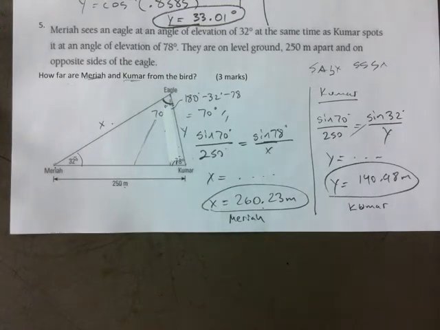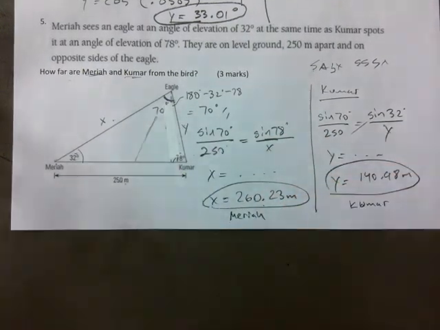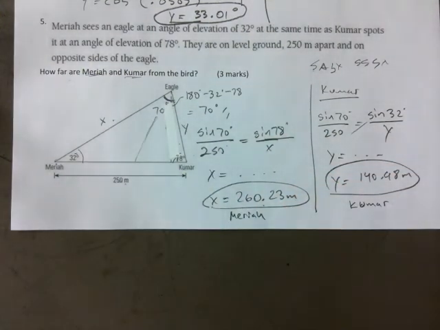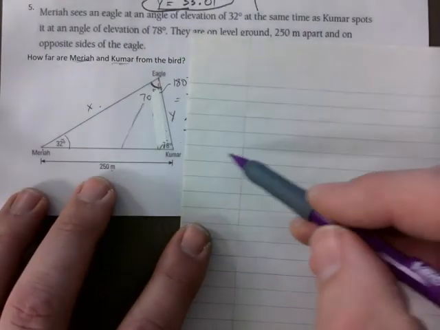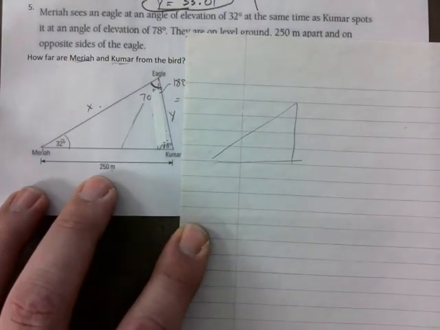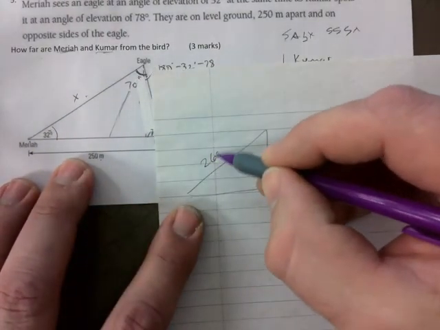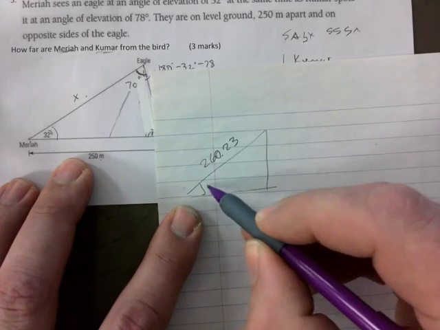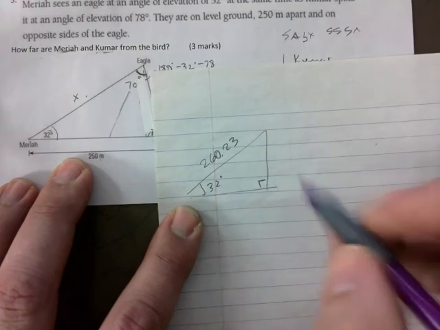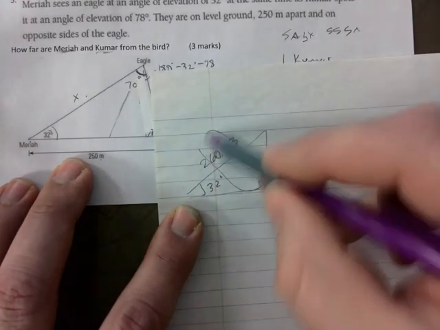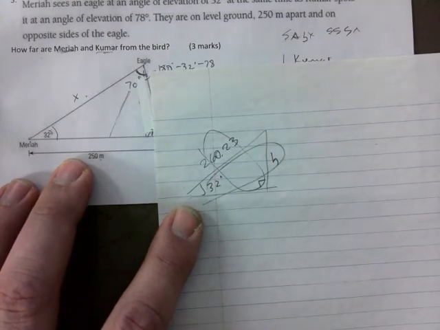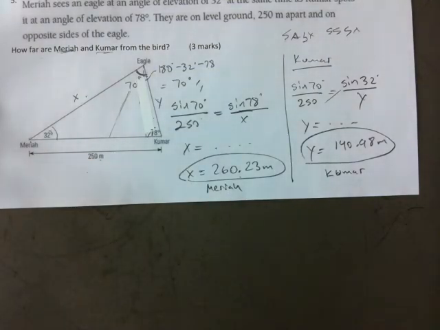Could you find the height of the bird? You think you could? That'd be a nice bonus, maybe. But yes, you could definitely do the height. Now that you have that, you take either the left or the right. This you already found, which is 260.23. This is 32. This is a 90, of course. This would be the height. You have a pair. You solve there. Boom.